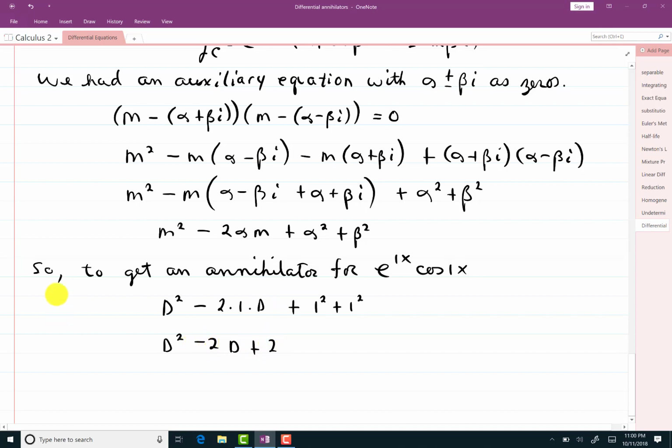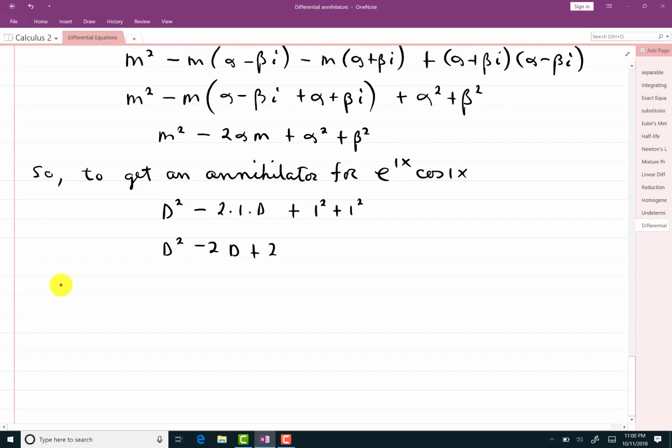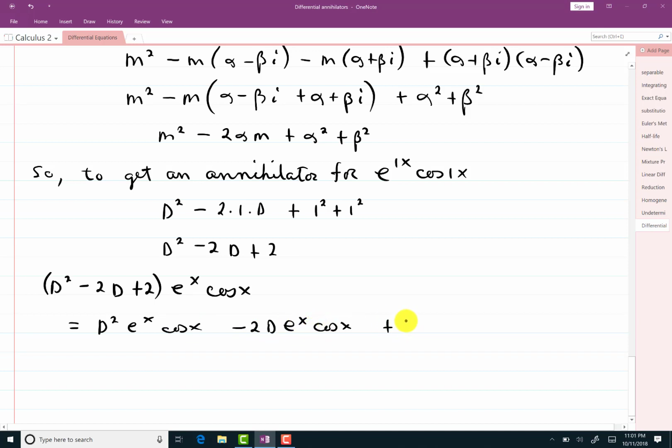Let's try it out, just to show you it does work. So I'm going to do D squared minus 2D plus 2, and I'm going to apply it to e to the x times cosine of x. And like I said, you can break this up: D squared of e to the x cosine of x, minus 2D of e to the x cosine of x, plus 2 e to the x cosine of x. That part will be untouched throughout the rest of the problem.